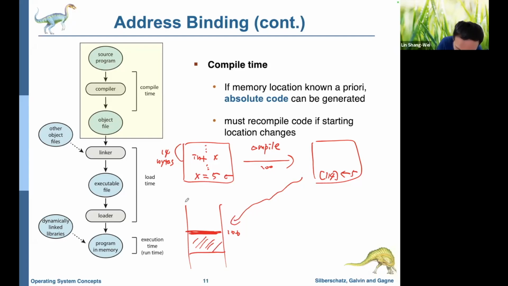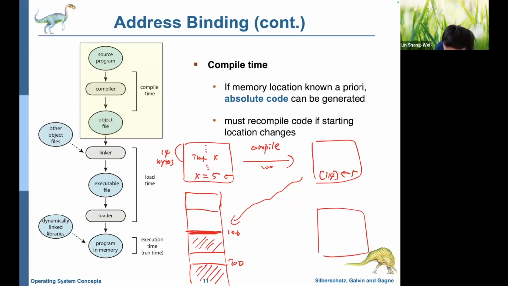Then this could cause an issue. What if you want to load your program in a different place? For example, 200. You want to load it here. What do you need to do? You need to change your code like this: 214. You want to assign 5 to the memory address 214. But how do you do this? You need to recompile your program. You need to do the compilation again.